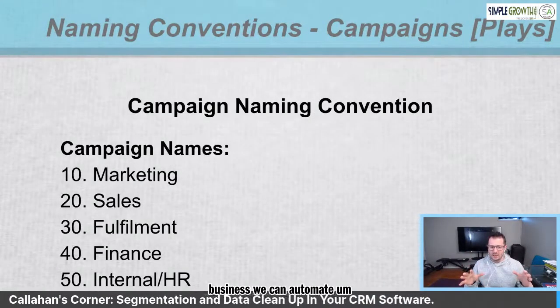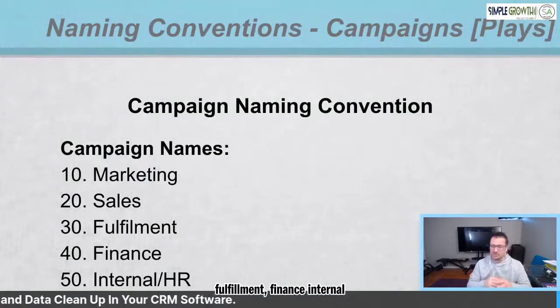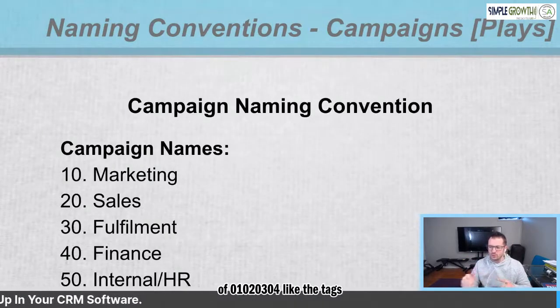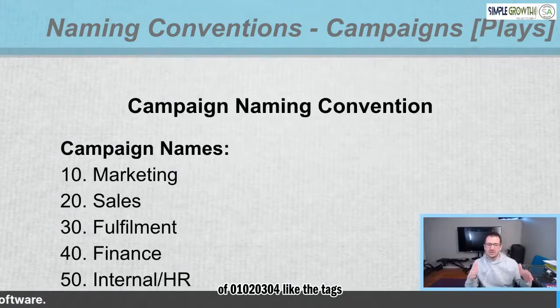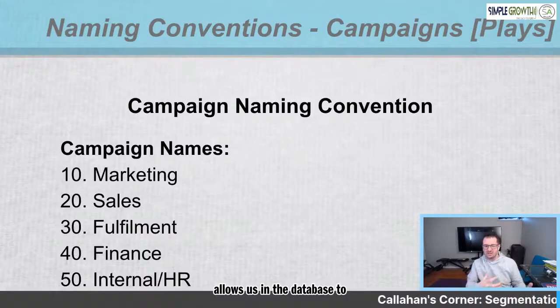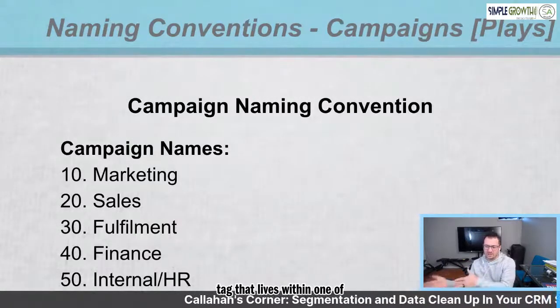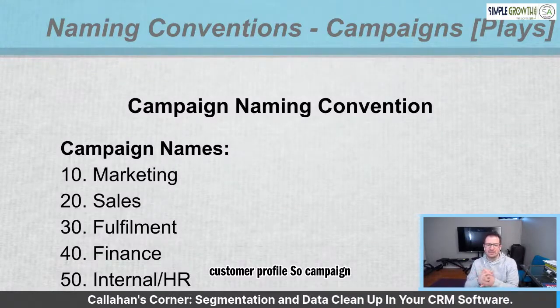automate. First one is in marketing, sales, fulfillment, finance, and internal HR. So we've done those instead of 01, 02, 03, 04, like the tags. They're 10, 20, 30, 40, 50. Now that allows us in the database to know, is it a campaign or is it a tag that lives within one of the campaigns or on the customer profile? So campaign names is right from the top.